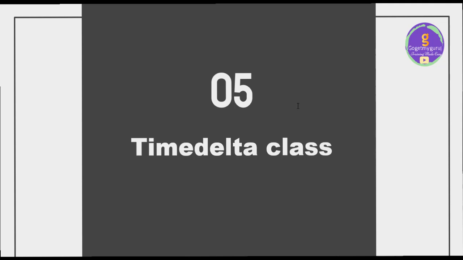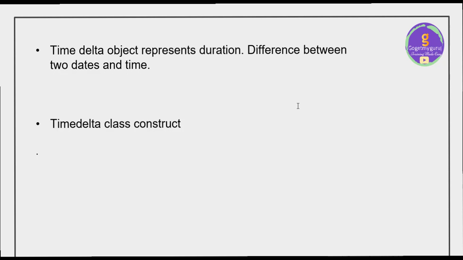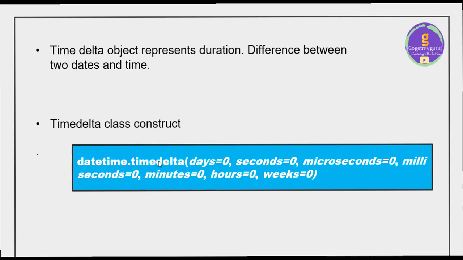Now that we know how the datetime class works, let's move on to the next class, that is the timedelta class. What does this class represent? A timedelta object represents duration. Duration is nothing but the difference between two dates and times. The timedelta class construct is datetime.timedelta with days, seconds, microseconds, milliseconds, minutes, hours, weeks. This is for finding the difference in time.